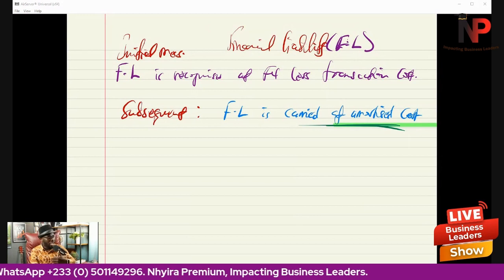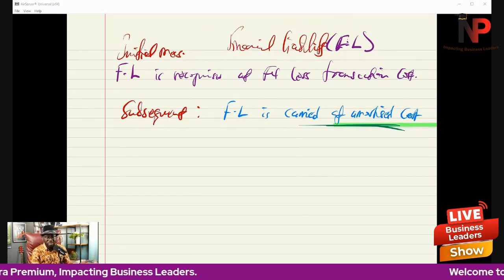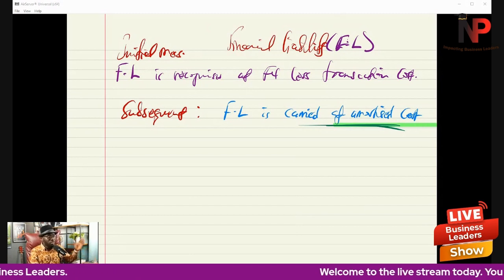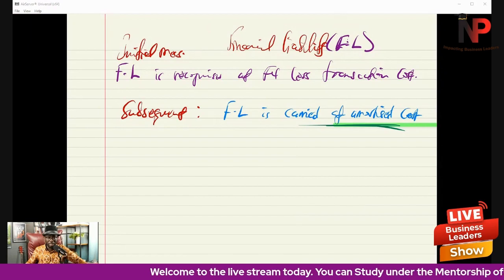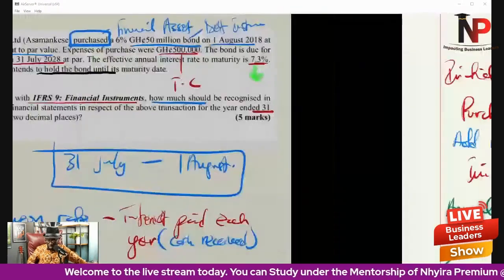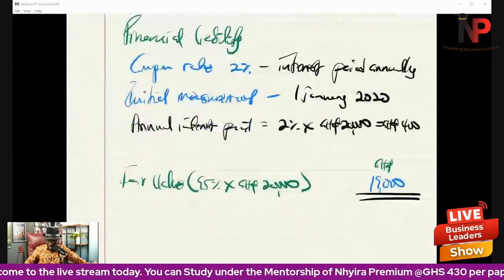You see, I keep coming back to the principle because that's all standards are about. You can solve 7 billion questions. It's just about the standards generally in that particular case, and that is something you need to understand very well.